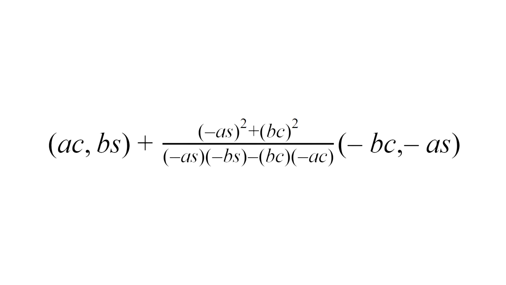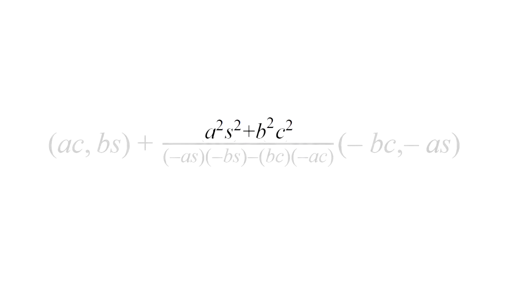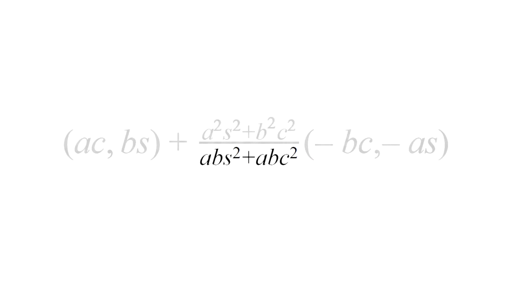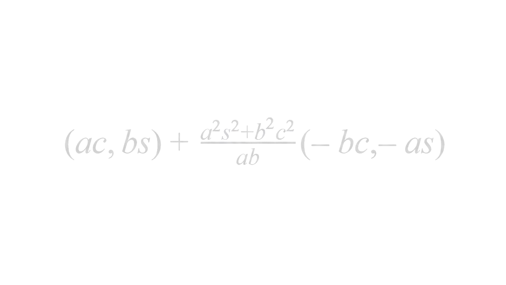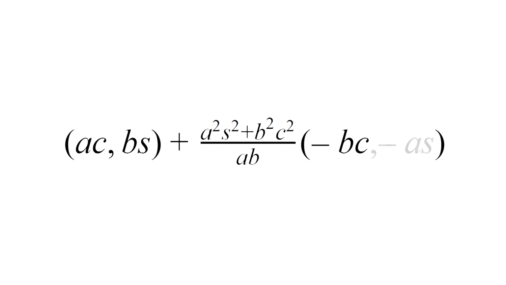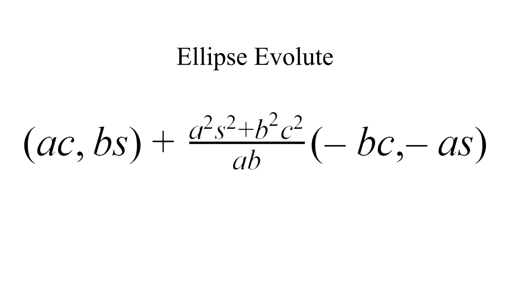After that, let's distribute the numerator squares. Then the multiplication in the denominator. After that, the denominator factors out ab, where the inner factor is the identity s squared plus c squared. Of course, this just leaves ab for the denominator. Out loud, the parameter is written as acbs plus a squared s squared plus b squared c squared all over ab times the coordinate negative bc, negative as. And so, we have our ellipse evolute.